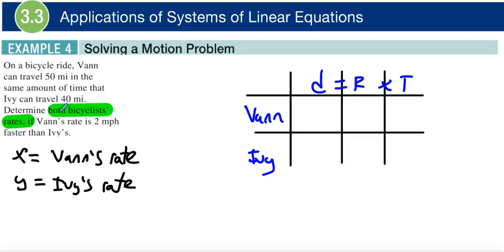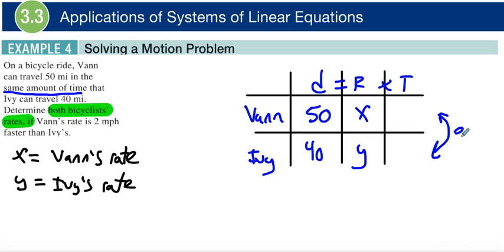We do know that Van and Ivy both give us their distance. Van traveled 50 miles and Ivy traveled 40. The rate of Van we said was x, and the rate of Ivy we said was y. But what about the time? We don't know that, but we have a clue that they did it in the same amount of time. So we're going to set those times equal to one another, because that's what it says.